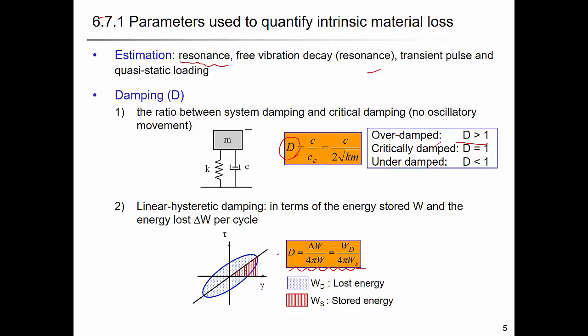So the delta W is the work done. So this is the area inside this blue circle. It's not a circle, but the area of the loop. And here, this is the applied energy, okay? Work done by the external loading piston.